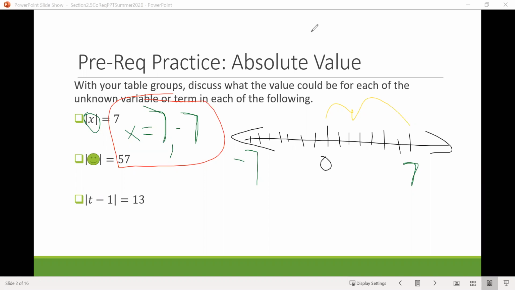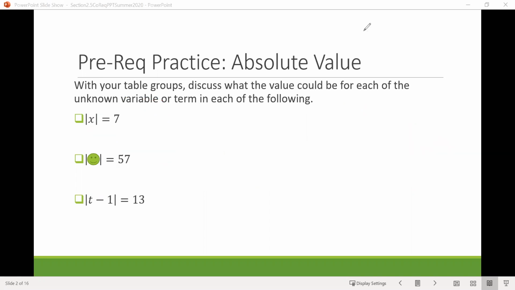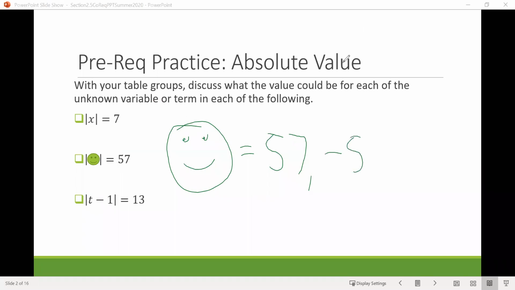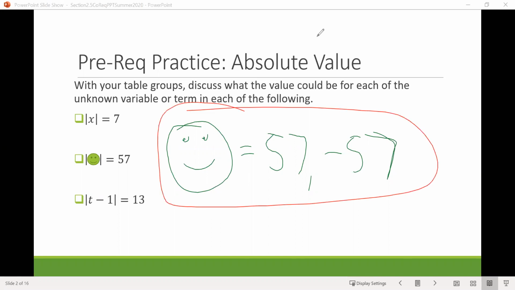All right. Well, in a similar fashion, for the next one, we have absolute value of smiley face equals 57. And even though we're using a smiley face here, the idea is still the same: the smiley face has to represent 2 things whose distance from 0 is 57. Well, 57 fits that mold, but then -57 also fits that mold. Both of those things are 57 units from 0. So they both represent things that the smiley face could be.